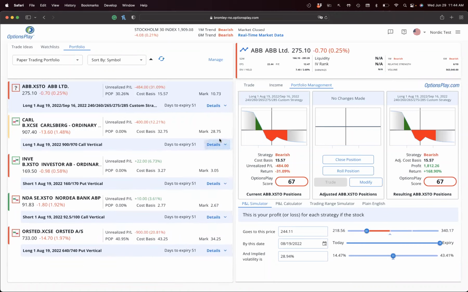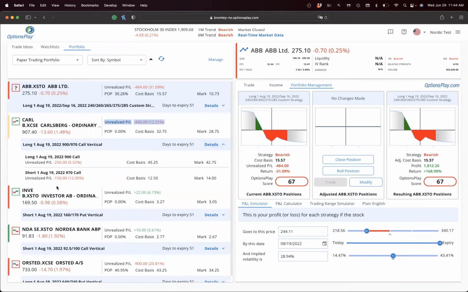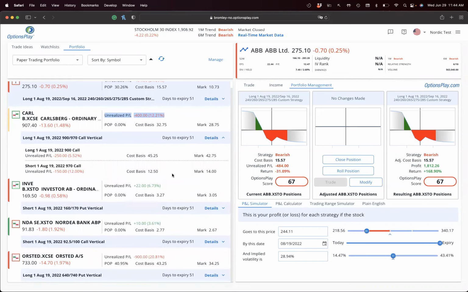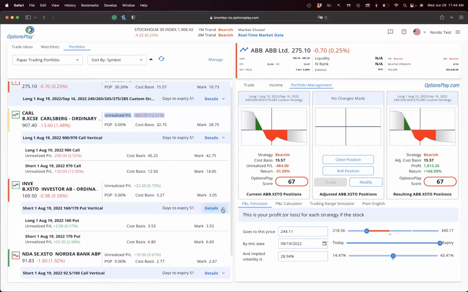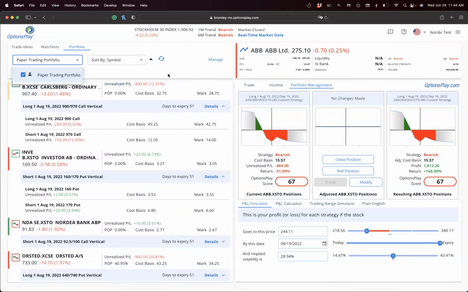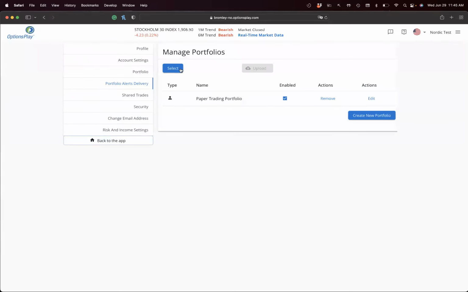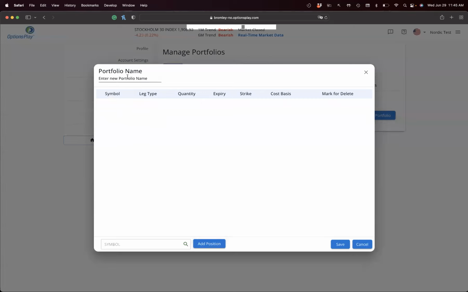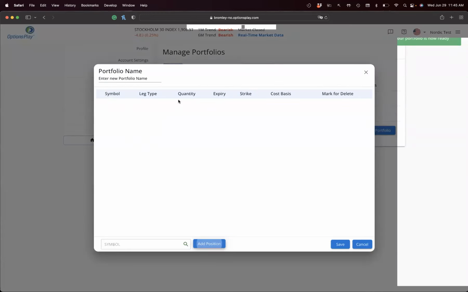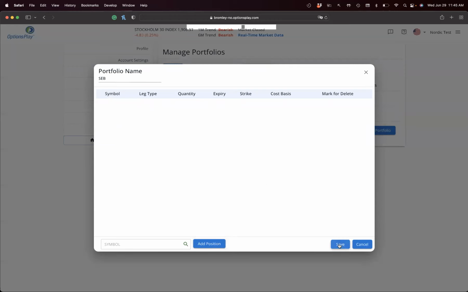So I can basically look at the position either on a summary basis and see what my net P&L is for all of my underlying legs, or I can dive into individual legs and see the cost basis of each individual leg and see how each individual leg is performing. And you can do this across multiple portfolios. Currently, I only have one portfolio, but I'll show you how you can create multiple portfolios. So you click on the Manage button and you can create a new portfolio. So let's say you have a Nordnet account. So what you can do is you can create a Nordnet portfolio, and then maybe you have another, I don't know, SEB account that you have positions in.